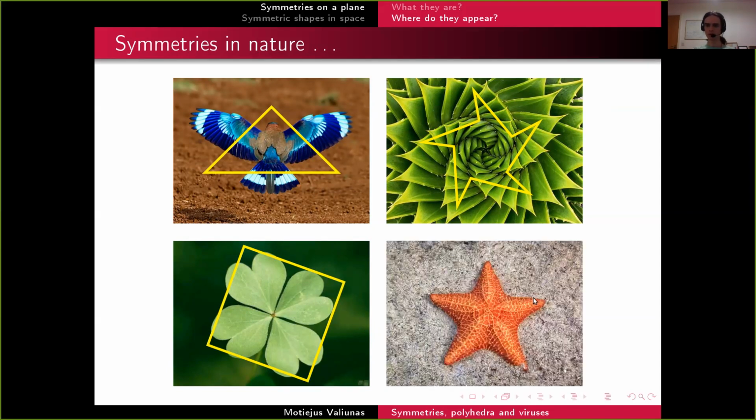Or there are some starfish which have pentagonal symmetry. So the difference between the plant that you see on the top right and the starfish on the bottom right is that the starfish also has reflections that you can do to them. So you can reflect a starfish, say, in this line.